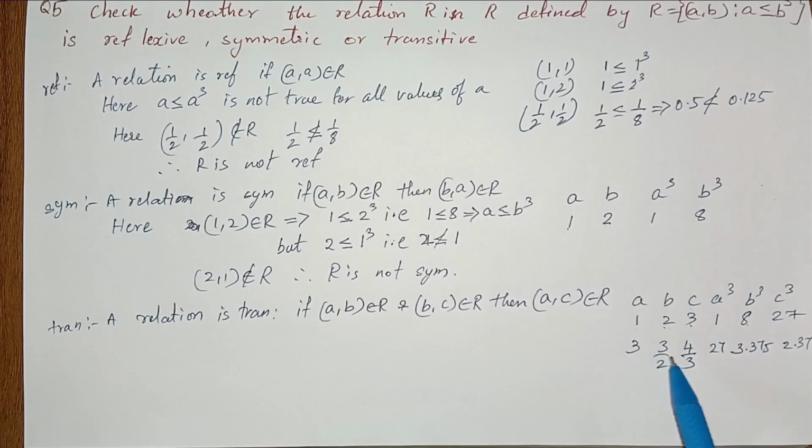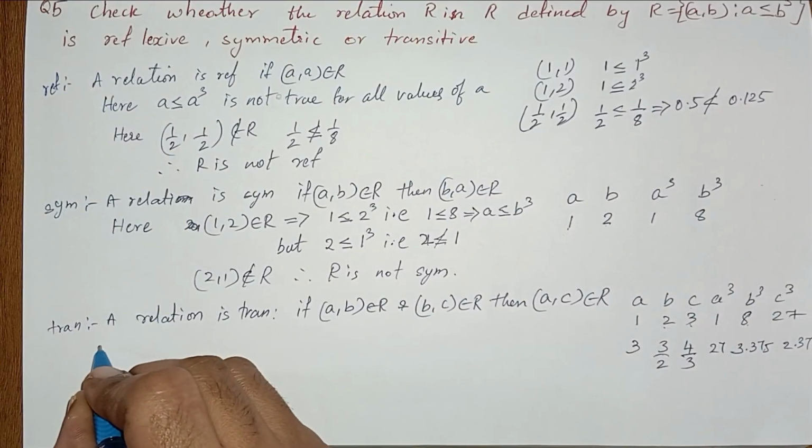Next if you take b and c. So b is how much? It is 3/2, which is nothing but 1.5. 1.5 is less than 2.37. That is also proved. Next we take a and c, that is 3 and 4/3. So is 3 less than 2.37? No, because 3 is greater than 2.37. So we write it as here.